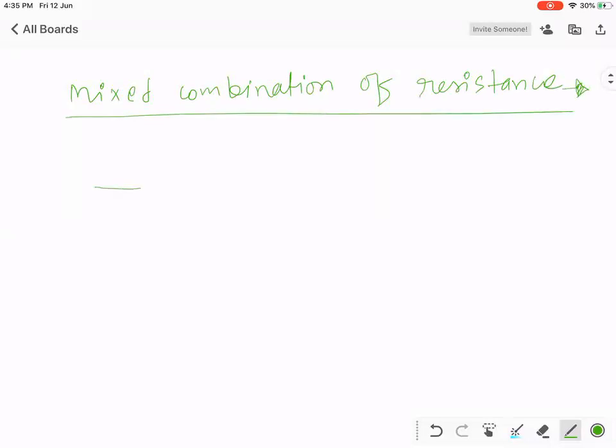Like suppose if you got questions like this, R, then what will be the equivalent resistance? Equivalent resistance 3R by 2. Very good. Always remember, when two resistances are in parallel, you will get equivalent half. You can apply this shortcut.